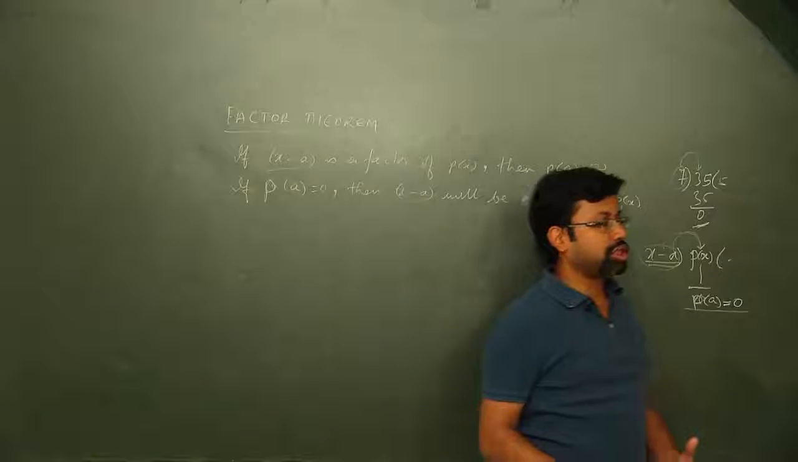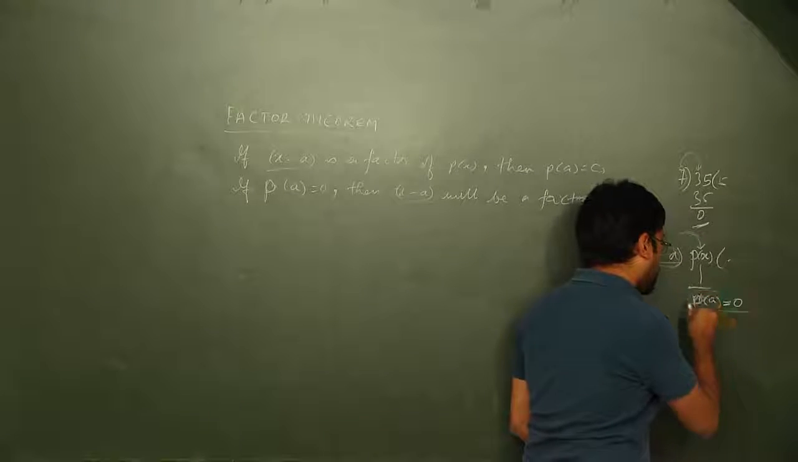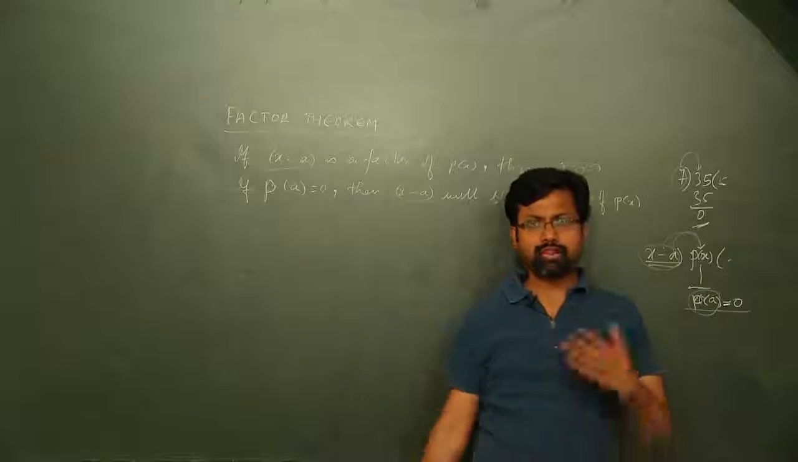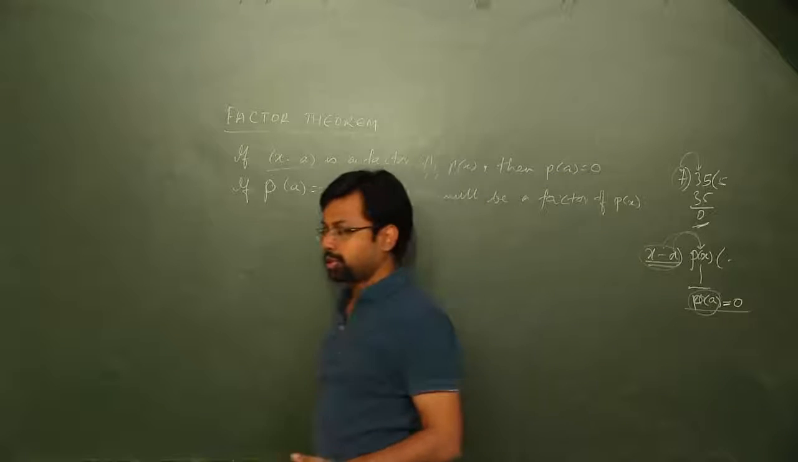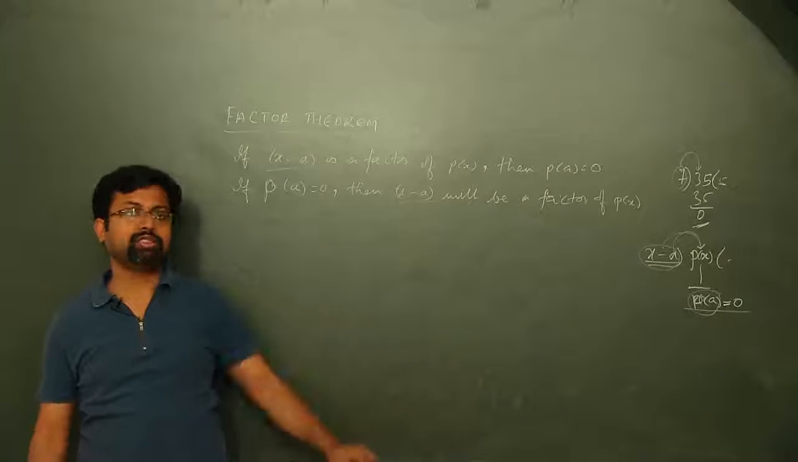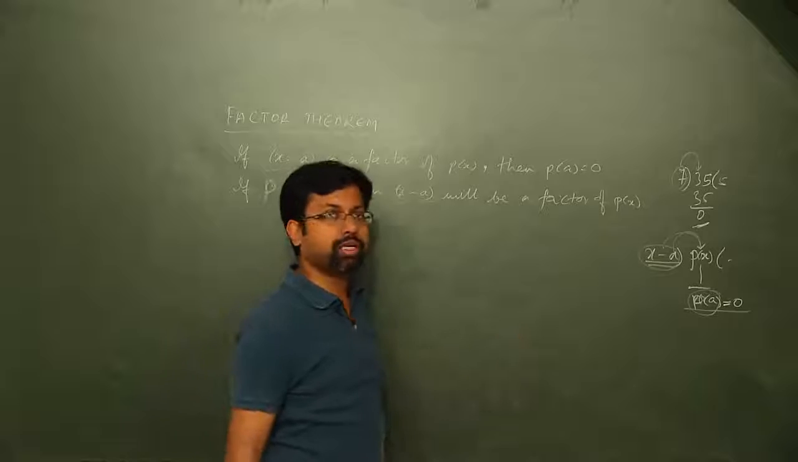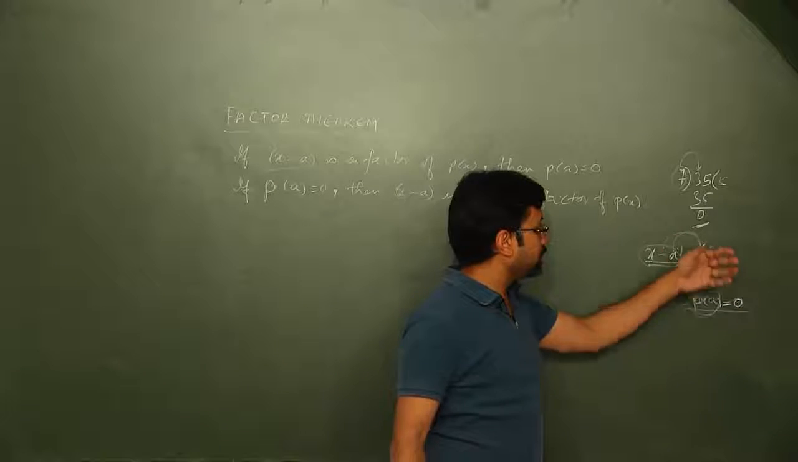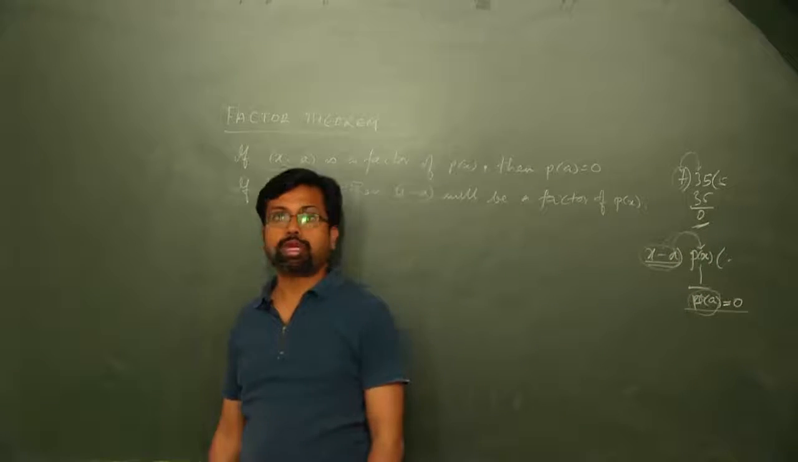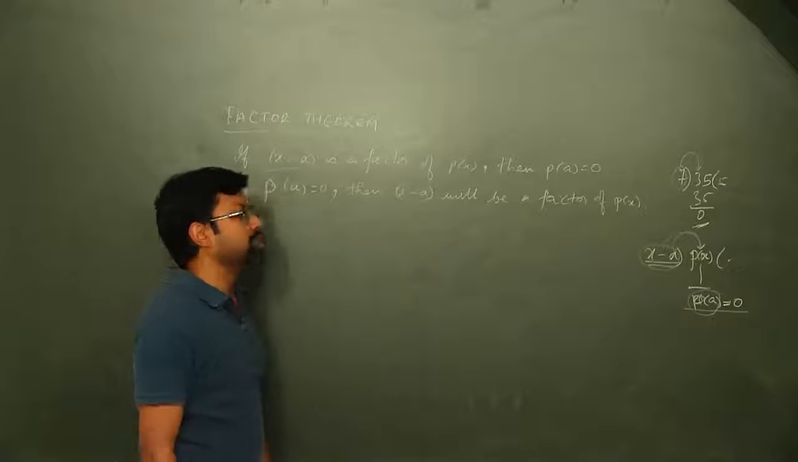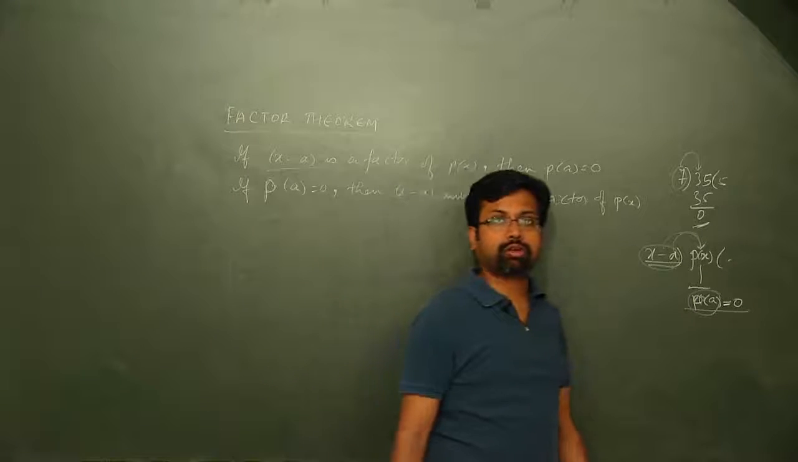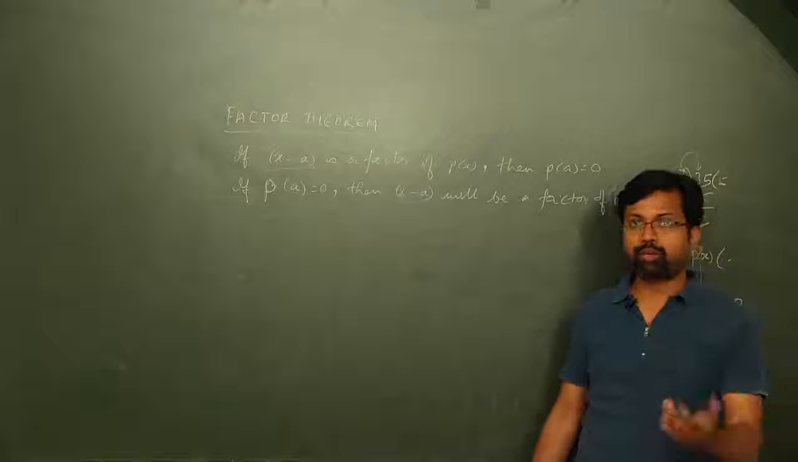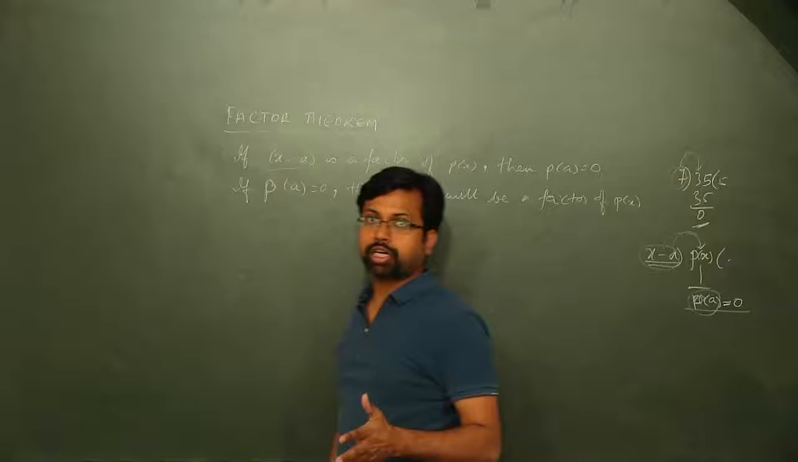The remainder theorem was a more generic thing where you found out that the remainder was P(a). The factor theorem would clearly say that P(a) would be 0 if x minus a is a factor of P(x), or if P(a) is 0 then x minus a would be a factor of P(x). How do we use this in questions is a very important aspect, and this we are going to take up next.